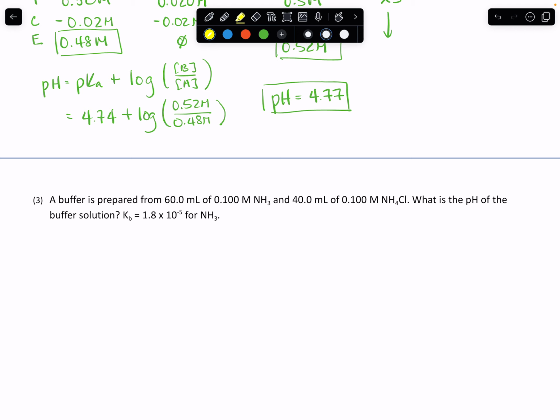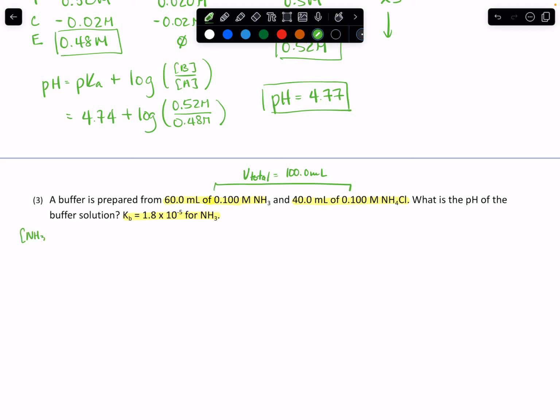A buffer is prepared from 60 milliliters of a 0.1 molar NH3 solution and 40 milliliters of a 0.1 molar NH4Cl solution. What is the pH of the buffer solution? The Kb for ammonia is 1.8 times 10 to the negative 5. So let's start with concentrations. We're going to have 2 solutions being added together, so we're going to have some dilution going on here. The total volume at the end is going to be 100 milliliters, so we're going to need to account for that dilution.